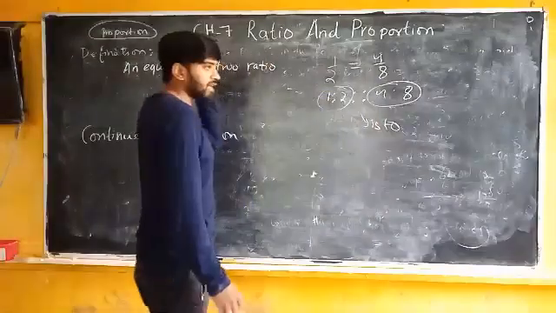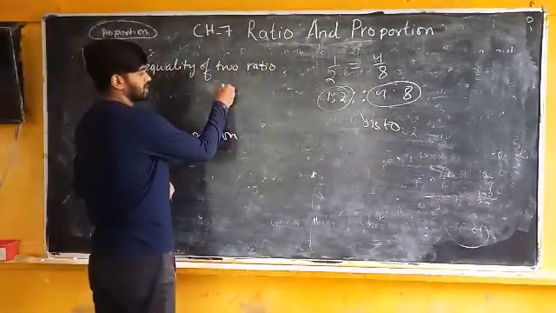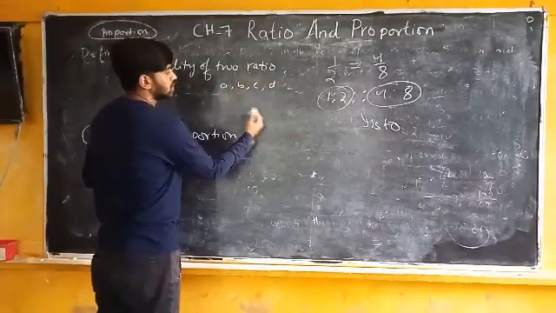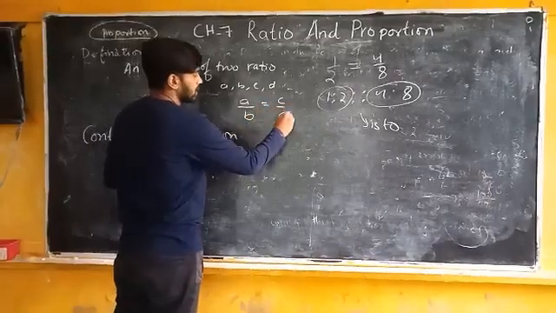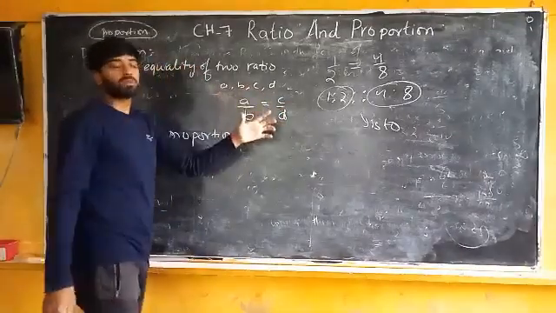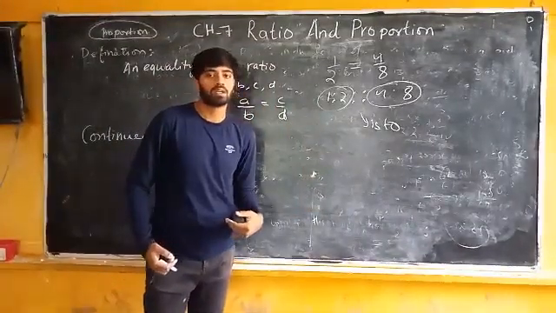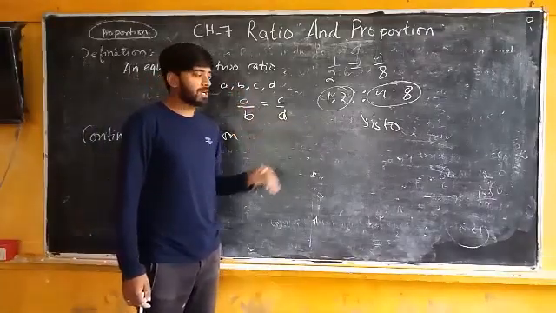For example, let's say A, B, C and D are in proportion. How can I write them? A upon B equals C upon D, if they have told me that all the 4 numbers are in proportion. So I say this is the proportion. This is how I write proportion.